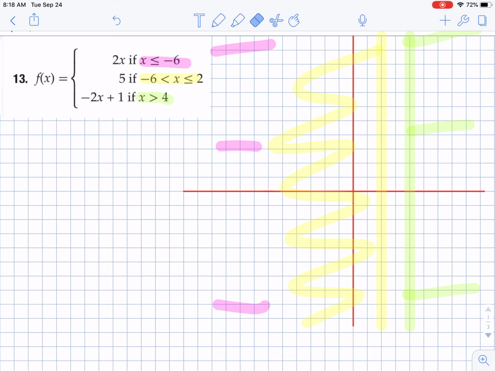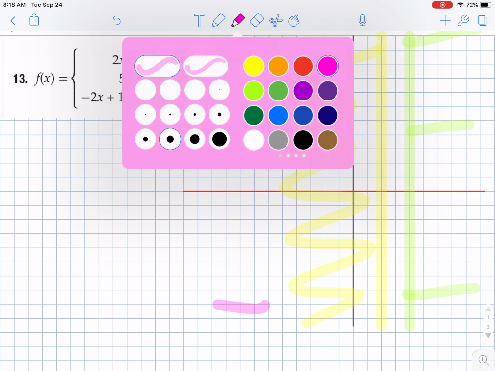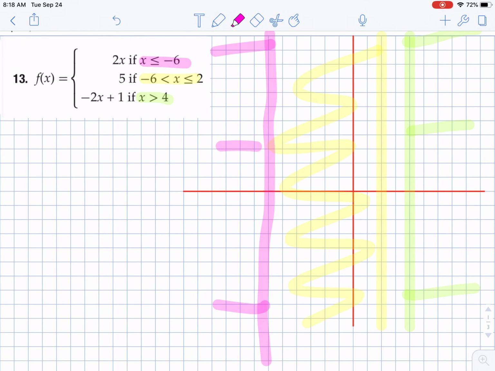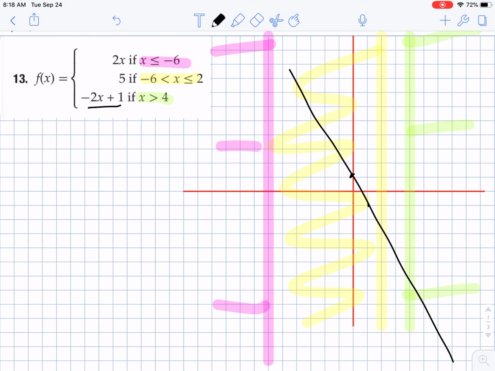I'm going to get rid of this black line real quick, because we don't actually need it, because I can make a straight line with that. All right, so I'm going to start with the one on the bottom first. So this one here, the y-intercept is 1. The slope is negative 2, down 2 over 1. And so what I'm going to do is draw this line, but knowing that it has to be to the right of the green boundary. I'm going to call that good right there.